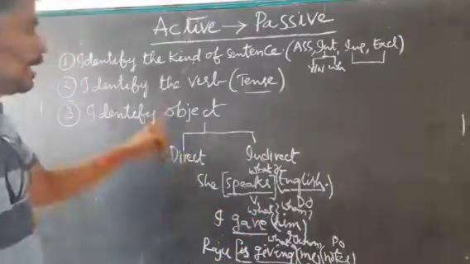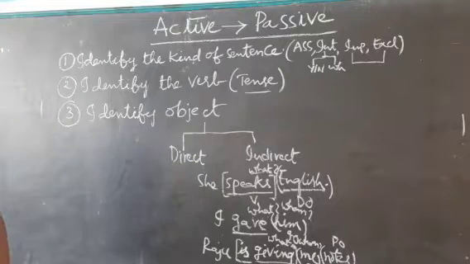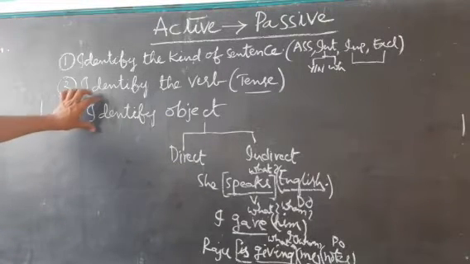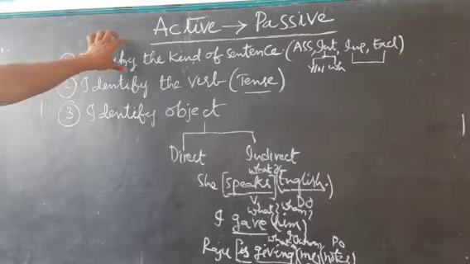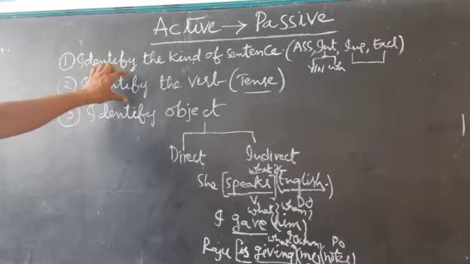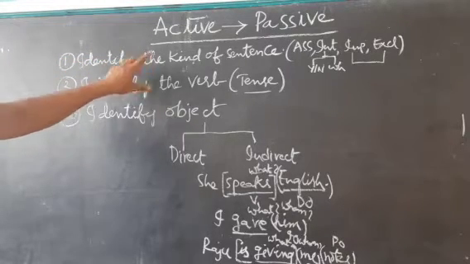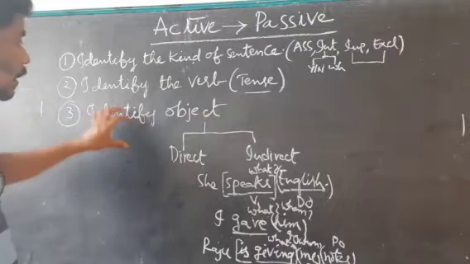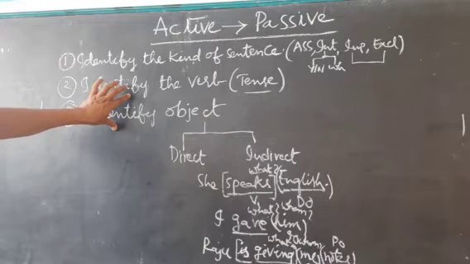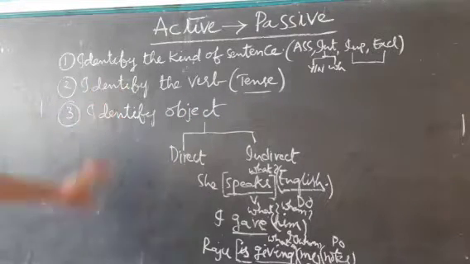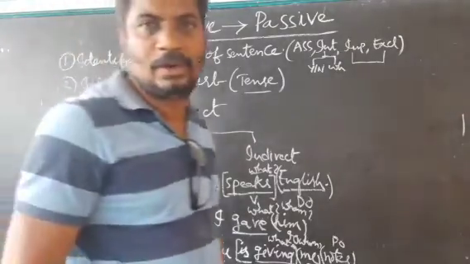Likewise, you have to identify the object in the given sentence. I hope you understood. This is the third part. The first part is identifying the kind of sentence. The second part is identifying the verb in the given sentence so that you can identify the tense. And the third one is identifying the object in the given sentence. Okay? And the next process depends on the kind of sentence that is given to us.